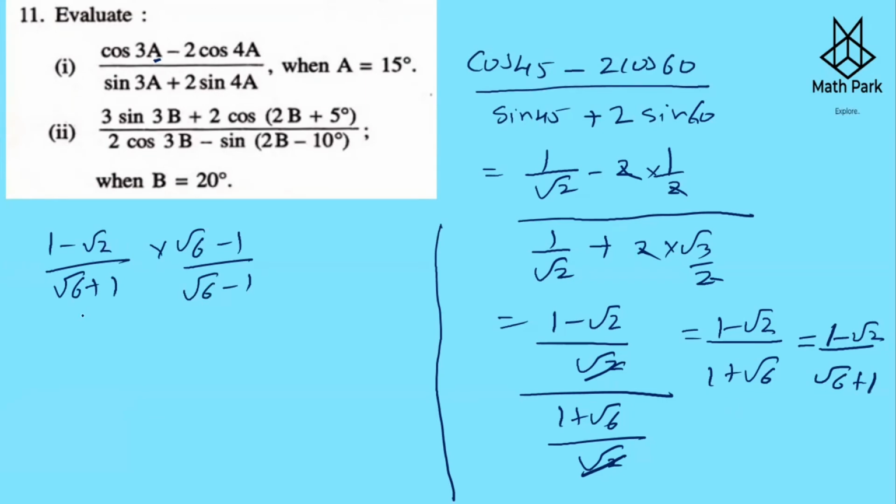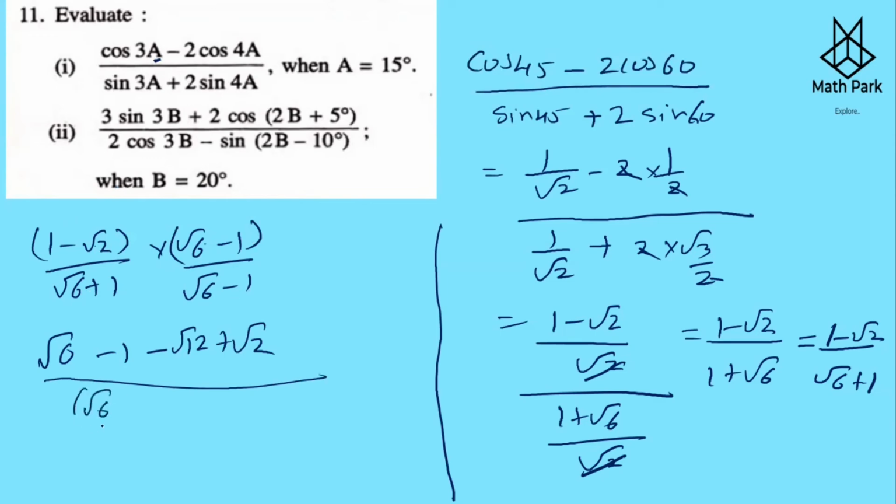So when we multiply the numerators, it is 1 minus root 2 multiplied by root 6 minus 1. 1 into root 6 is root 6. 1 into minus 1 is minus 1. Root 2 into root 6 is root 12. So minus root 12. Minus root 2 into minus 1 is plus root 2. Denominator, you have a plus b into a minus b is a square minus b square. That is root 6 square minus 1 square.